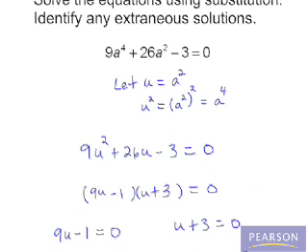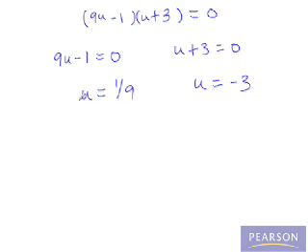We have not yet solved the original equation for a, so we have to unsubstitute. We have to remember that u is the same thing as a squared. So u comes out, a squareds go back in. So we have a squared equals 1/9, or a squared equals -3.